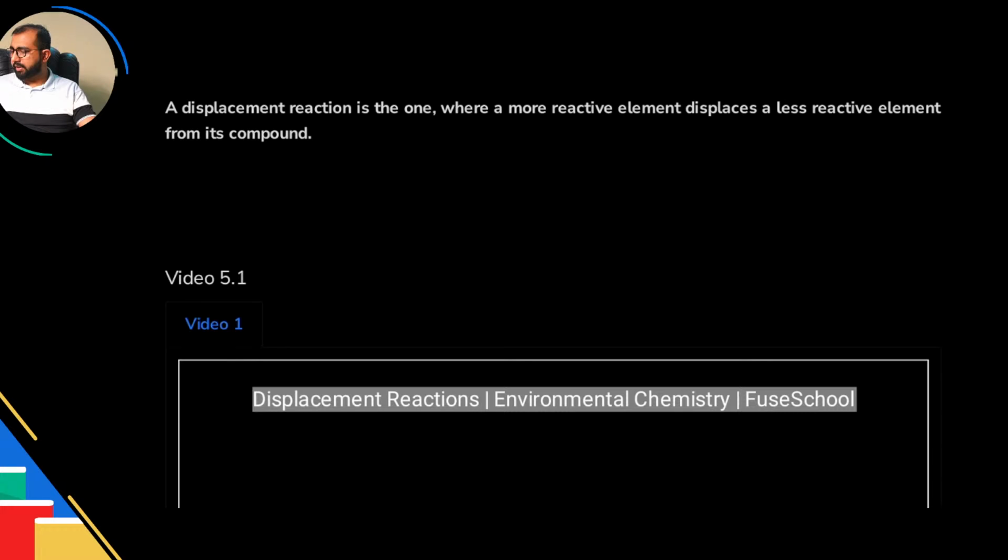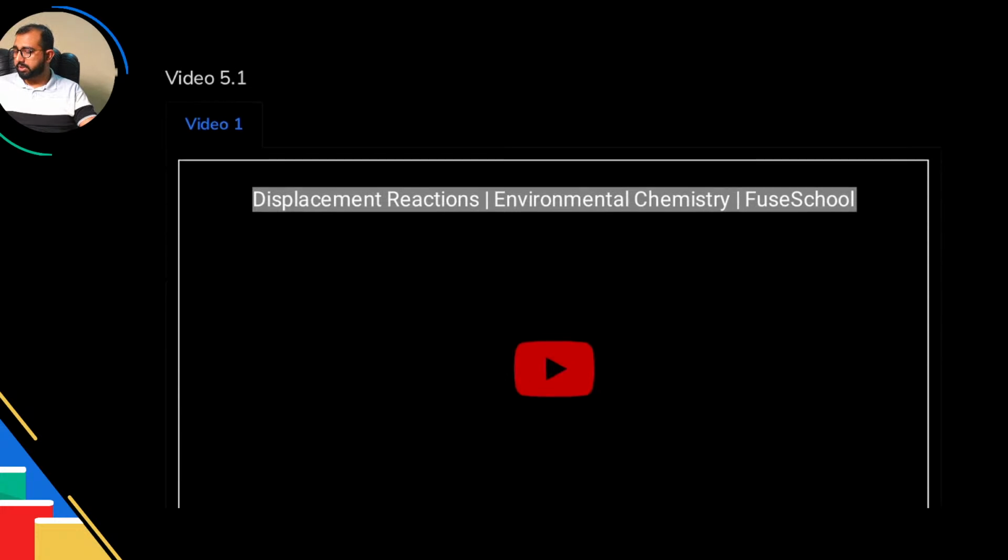A displacement reaction is the one where a more reactive element displaces a less reactive element, as you saw in the iron and copper sulfate reaction. So I'm going to share this video link with you, just a minute, so you can watch it. If you're watching this online, you can pause this video here, go watch this video, and then come back. I'll also post the link in the description, so you can just click on this. Okay.